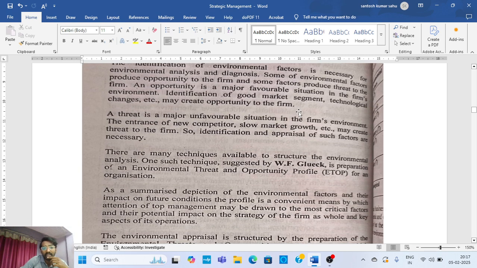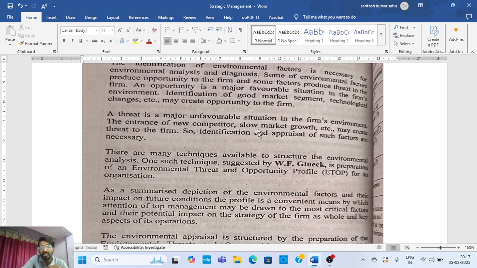A threat is a major unfavorable situation in the firm's environment. The entrance of new competitors and slow market growth, etc., may create a threat to the firms, right. So when a competitor comes into the market or some unfavorable situation is created, then negative external factors happen, which could harm the company's operation and market position, right.